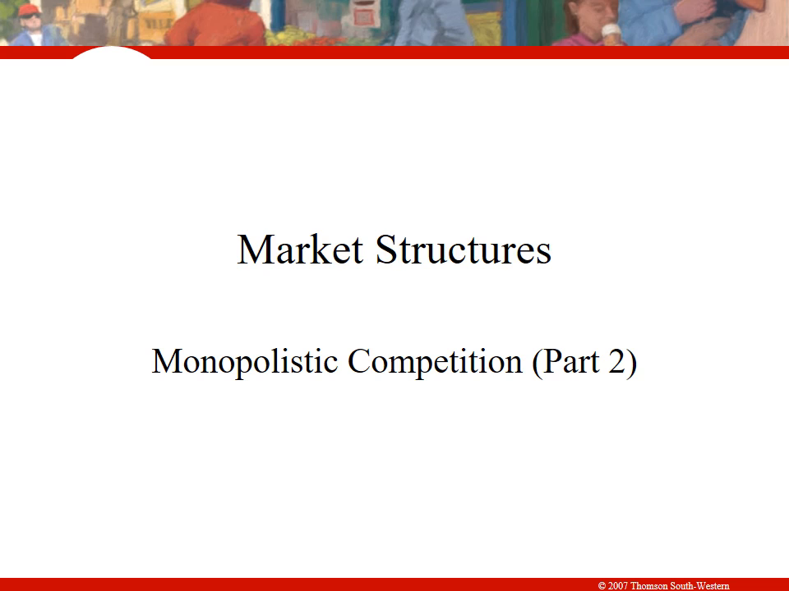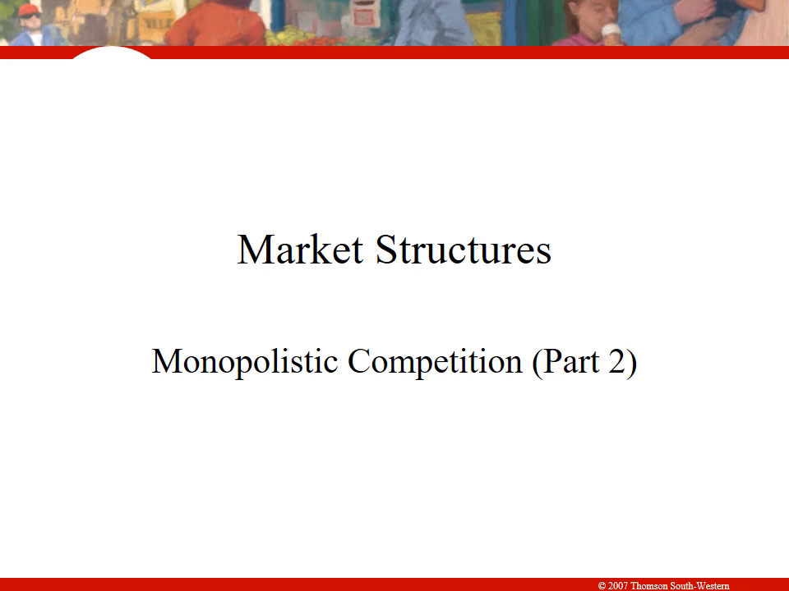The first one, of course, we did was perfectly competitive markets. The second one that we looked at was monopolies. The third one was oligopoly market structures. And then this one is the final one that we've wrapped up, which is monopolistically competitive markets.